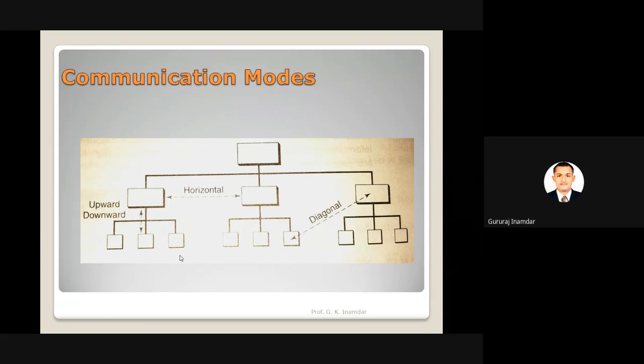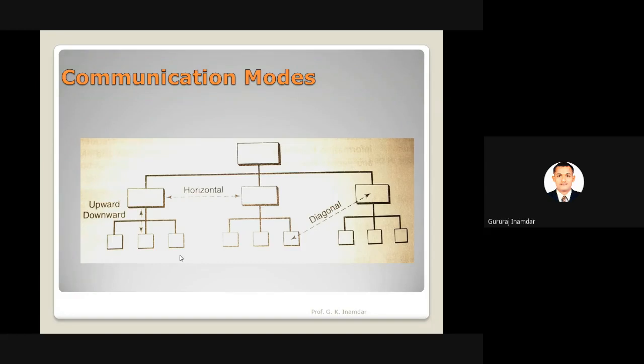Upward and downward is nothing but regular: the manager will give to the assistant manager, who will discuss with subordinates, with the supervisor, with the ground level managers or ground level workers. This is the upward and downward process, the upward and downward communication mode.